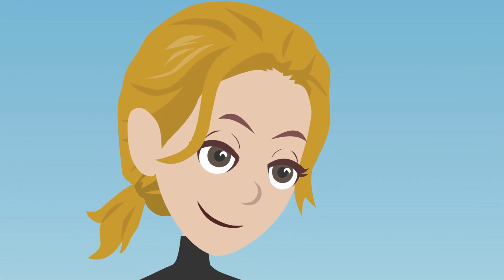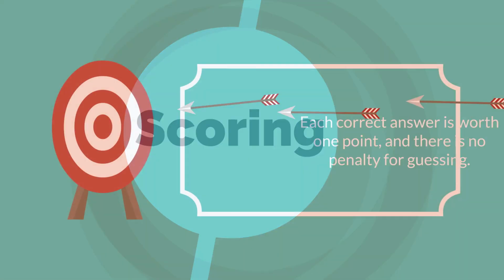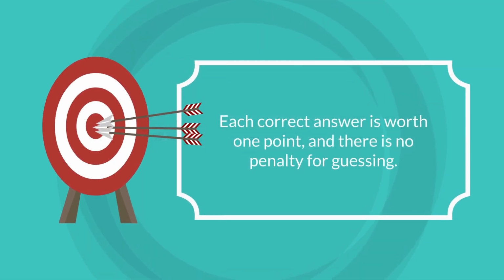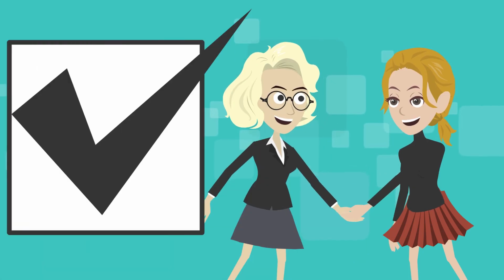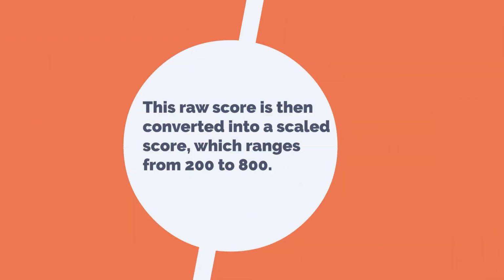Scoring. Each correct answer is worth 1 point, and there is no penalty for guessing. Your raw score is the number of questions you answer correctly. This raw score is then converted into a scaled score, which ranges from 200 to 800.